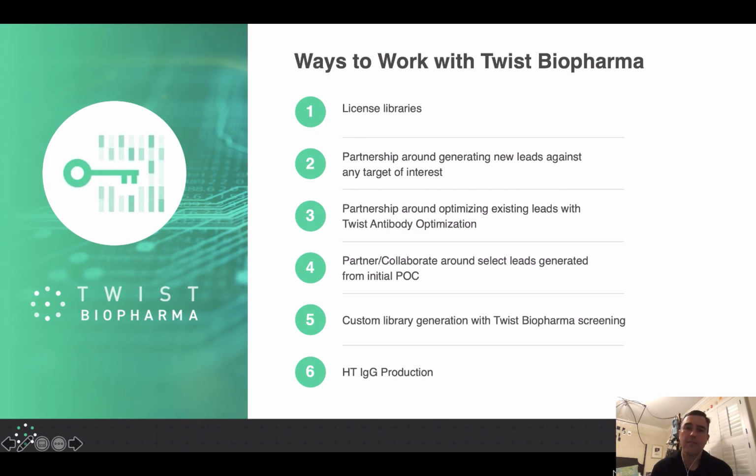And so if that's of interest to you, then you should definitely talk to your library sales SynBio professional as well to see if that's a possibility. And then finally, as I mentioned, we're trying to kick off a new alpha product this year for high-throughput IgG. So if you have a need for making large numbers of IgGs as part of your workflow, definitely talk to your SynBio sales rep.